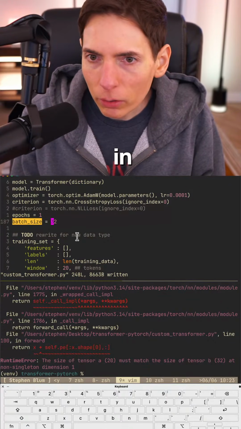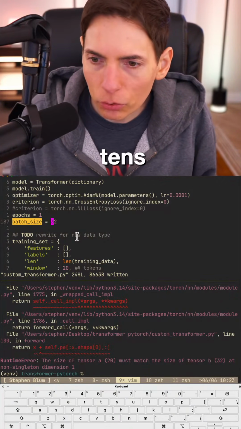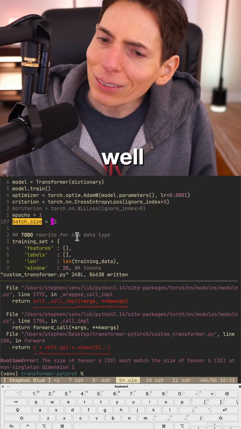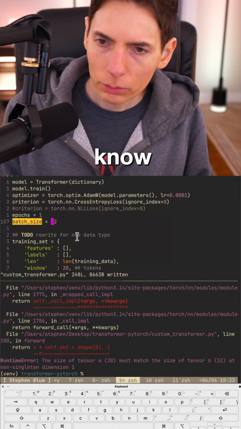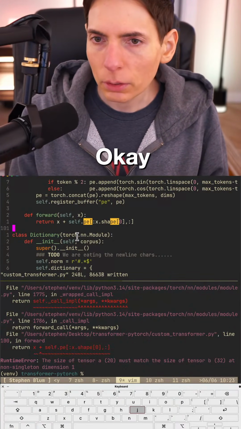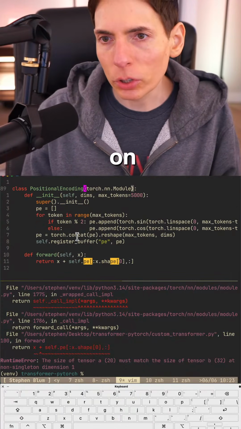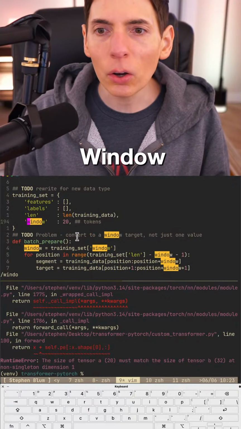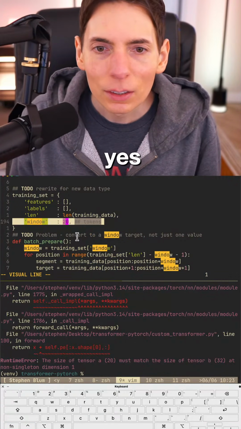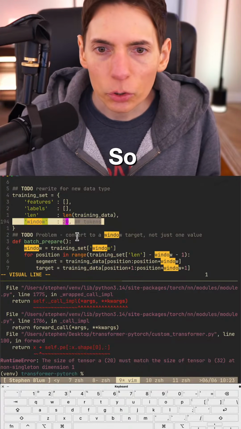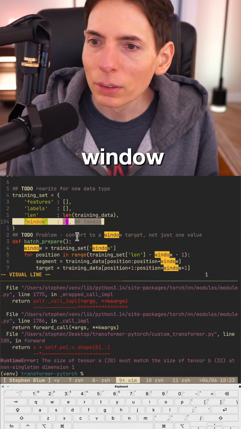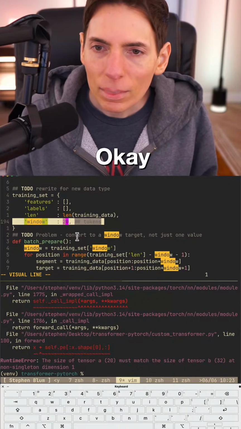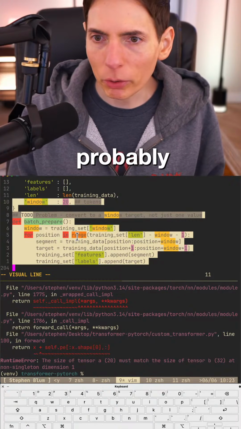All right. So somewhere in our logic, we've got a problem. The size of tensor 20 must match the size. Oh, is it because... Well, actually, I don't know. So, PE... Okay. So, my positional encoding is here. Window 20. Window. Oh, yes! Okay. So you're probably making it batch size instead of a window. Yeah, that makes sense. Okay. Yeah, that's probably what's going on.